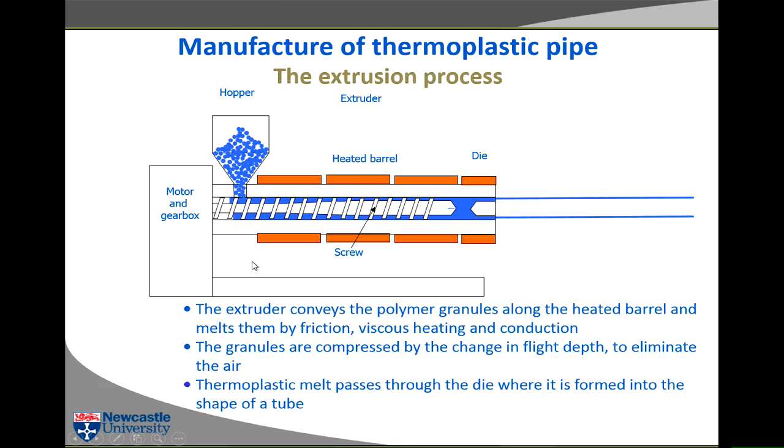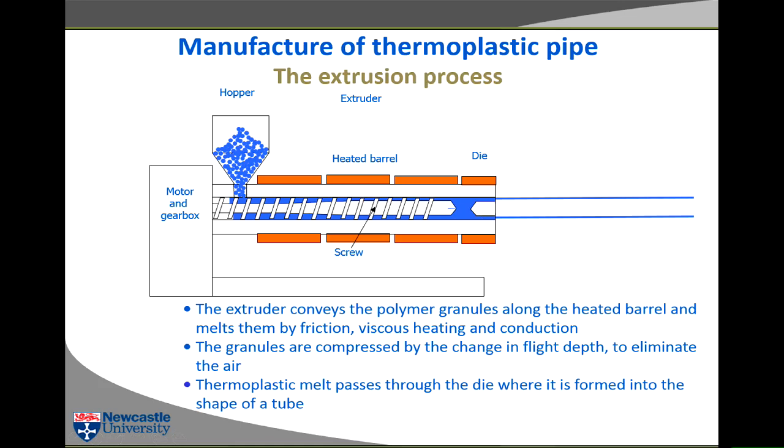The extruder conveys the polymer granules along the heated barrel, melts them by friction, viscous heating and conduction. The granules are compressed by the change in the flight depth of the screw, which eliminates the air, keeps the air back, and the thermoplastic melt passes through the die where it's formed into the shape of a tube. And obviously this thing that I've shown you at the end of the die can't just sit there in space.